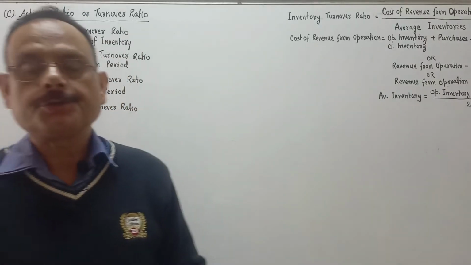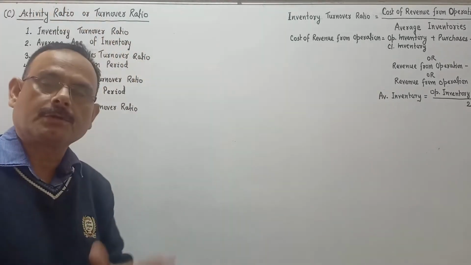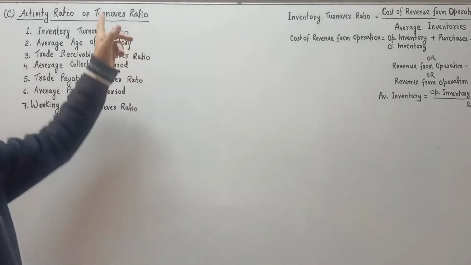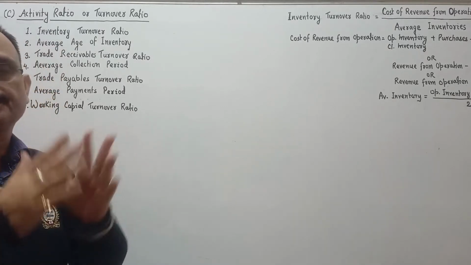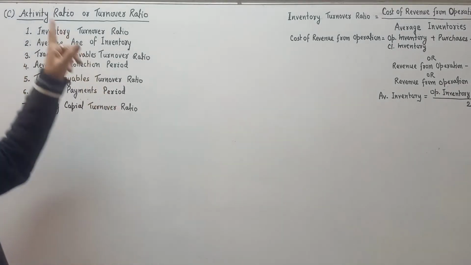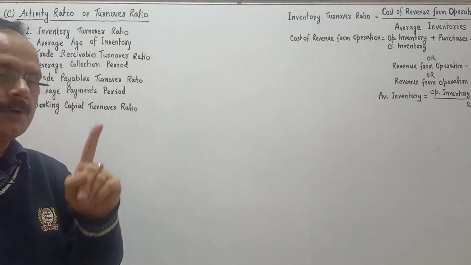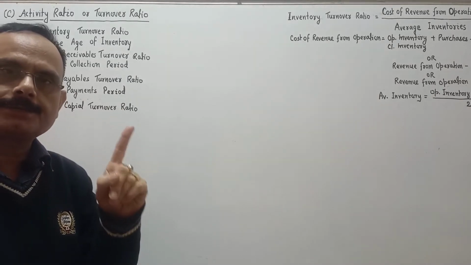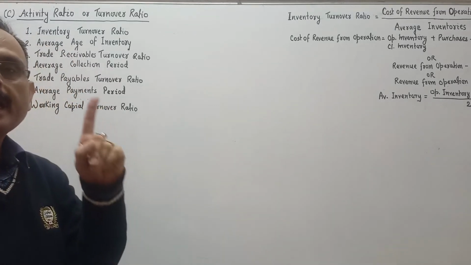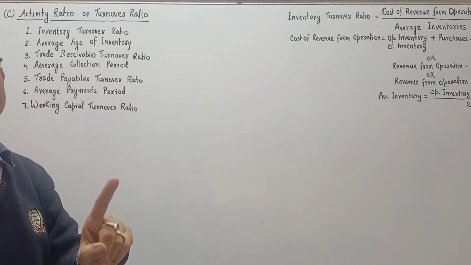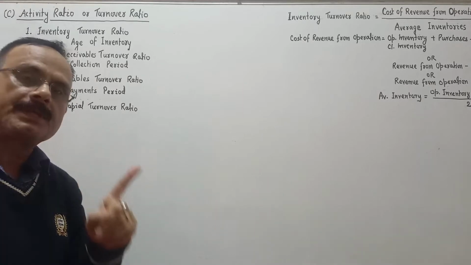Now the next ratio is our activity ratio, which is also known as turnover ratio, also known as performance ratio. Is it clear? So the third ratio is the activity ratio. First one we have discussed liquidity ratio, second one solvency ratio, third one activity ratio, which is also known as turnover ratio, also known as performance ratio.